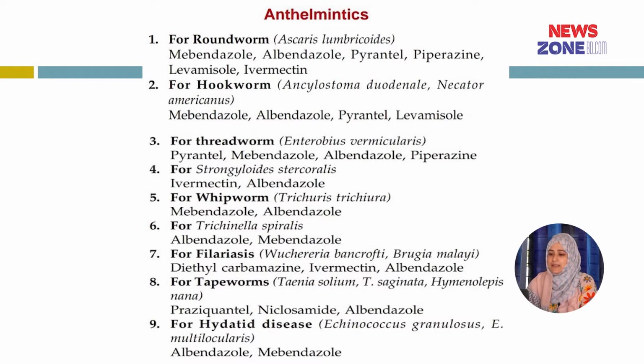For filariasis or Wuchereria bancrofti or Brugia malayi, the drugs are diethylcarbamazine, ivermectin, and albendazole. For tapeworm or Taenia saginata, Taenia solium, etc., the drugs are praziquantel, niclosamide, albendazole, etc. And for hydatid disease caused by Echinococcus granulosus and Echinococcus multilocularis, the drugs are albendazole and mebendazole.